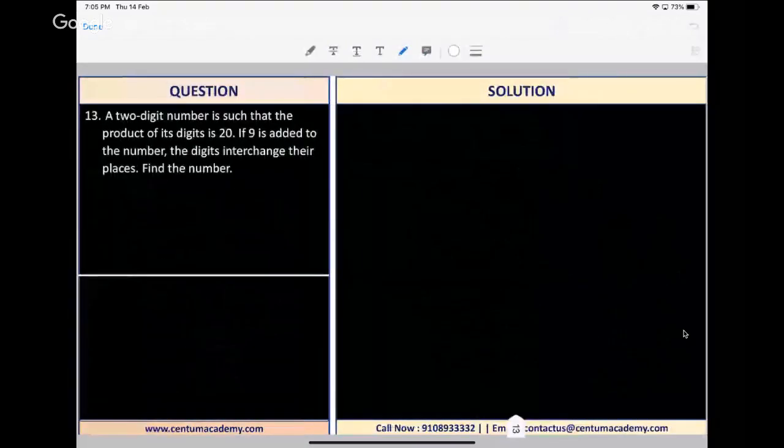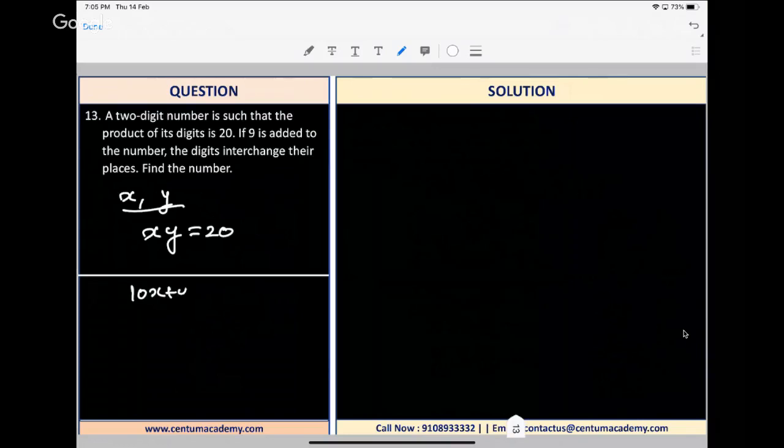Next. A 2-digit number is such that the product of its digits is 20. So let us again start with x and y. Let's say x and y are the digits. The product of its digits is 20, so xy is 20.